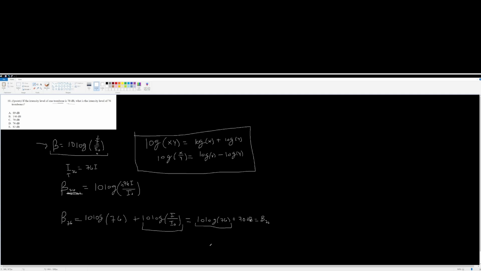And you really just plug this in your calculator, and you'll get that the sound intensity of 76 trombones is equal to this value, which I have as 18.8 plus this value, which is 70. And that obviously equals 88.8 decibels. So this is your sound level of 76 trombones. And we see that that most closely correlates on our answer sheet with option number A. So yeah, that's number 10, and we'll move on to number 11 next.